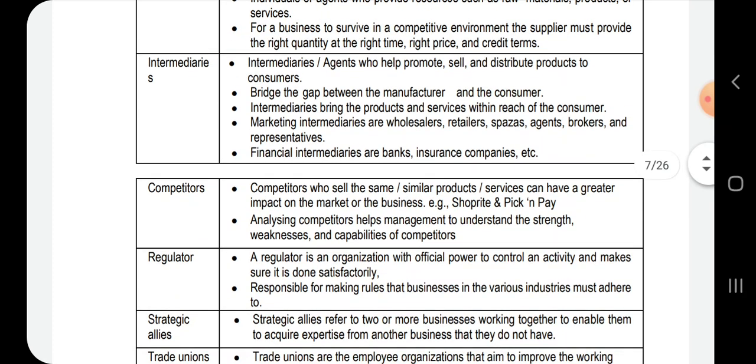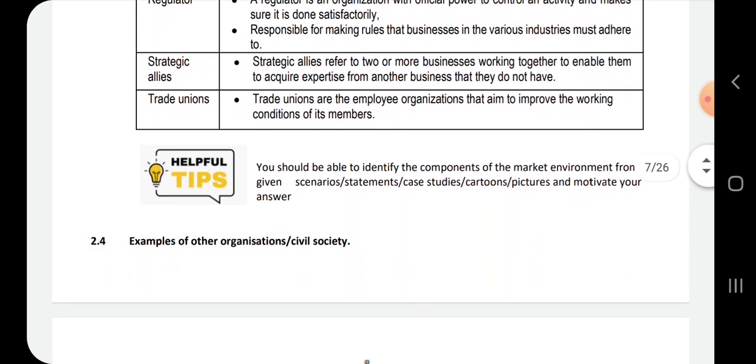Let's look at intermediaries. Intermediaries are agents who help promote, sell, and distribute products to consumers. So they bridge the gap between the manufacturer and the consumer. By bridging, we mean there's no gap between the person who's manufacturing the product and the people who are consuming. So people are able to get access to a product that has been manufactured. So intermediaries bring the product and service within reach of consumers, and marketing intermediaries are wholesalers, retailers, agents, brokers, and representatives.